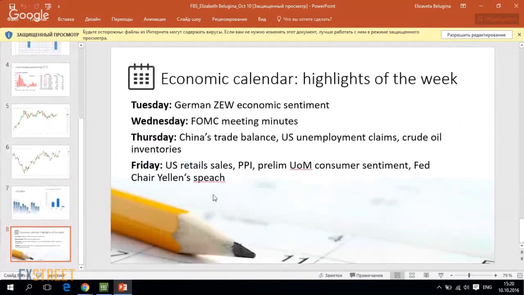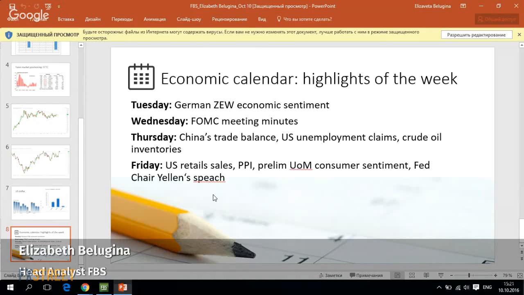Let's talk a bit about the economic calendar. Here are the highlights of the week, something you have to be aware of, even if you maybe don't trade the pairs. The countries of which will release this information, because some of these events can have a systemic and great impact on the market.